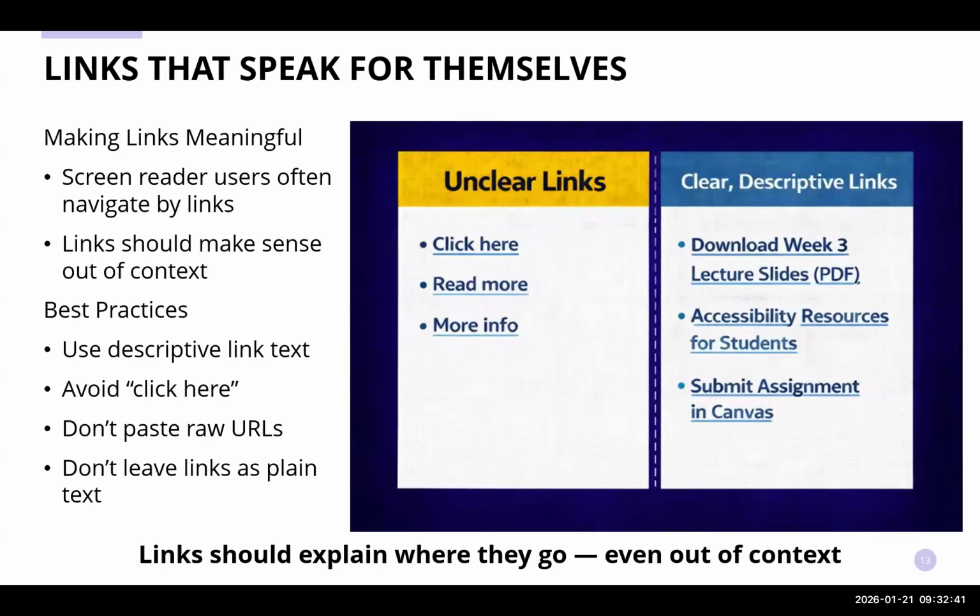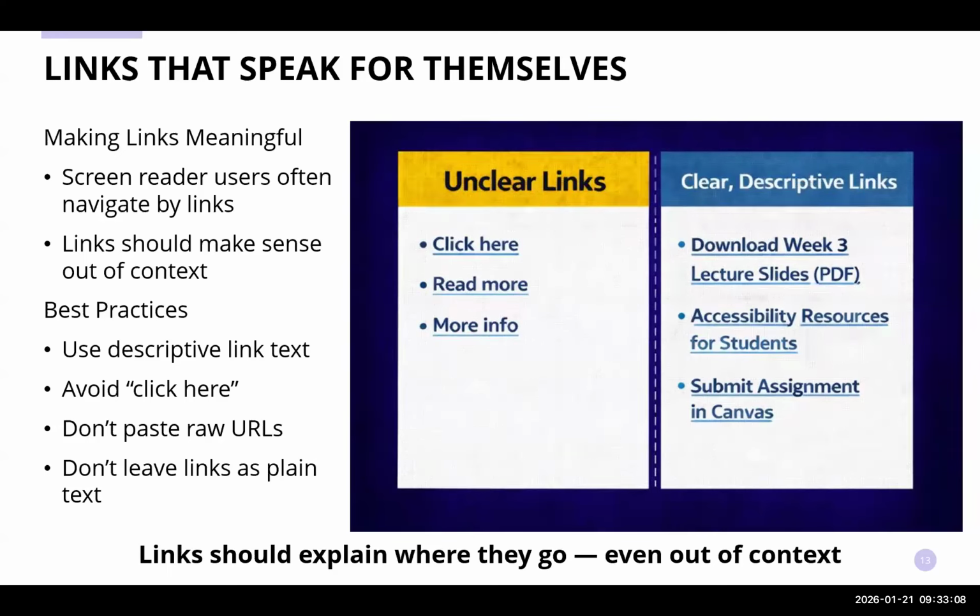Let us now talk about links. One of the most common accessibility issues that you come across is vague link text. We've all seen phrases like click here, read more, or this link. But these do not actually tell anyone what the link is about or where that link leads to.